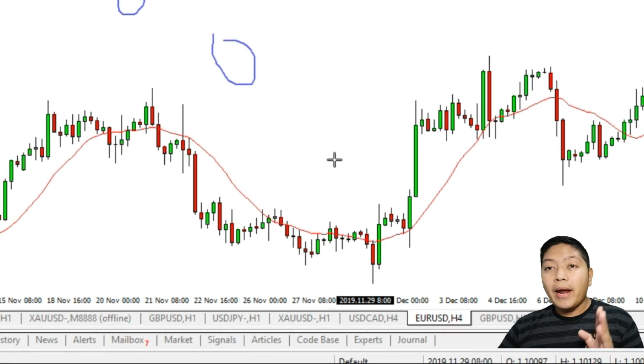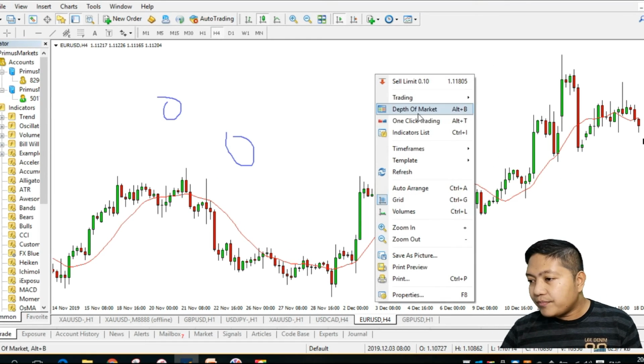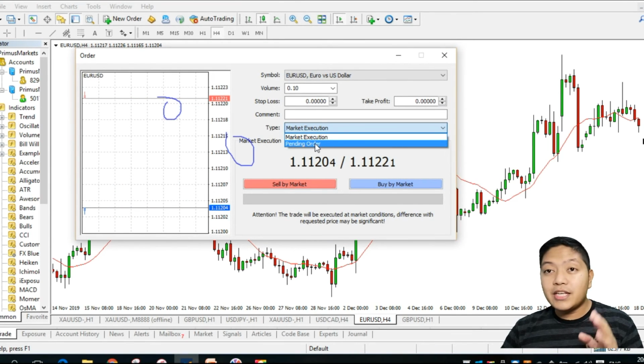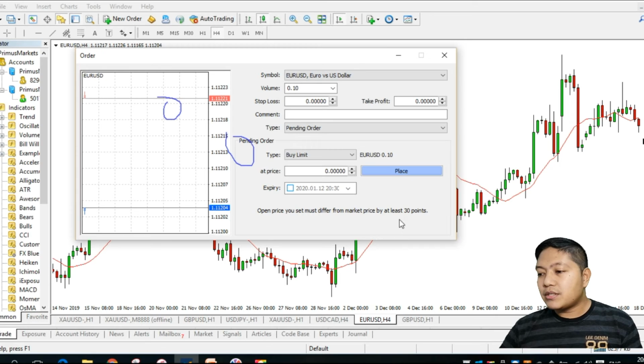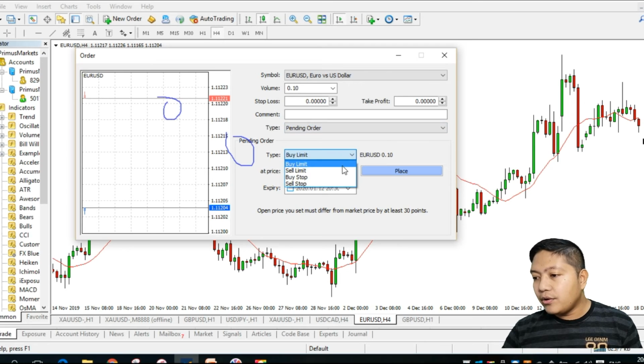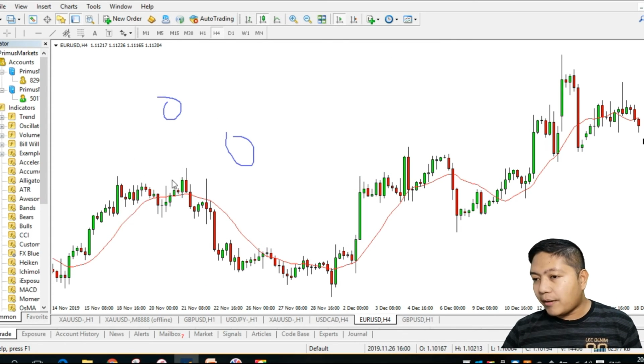Okay, so where is your order? Now I'm going to show you here. For the order execution, don't execute at market directly, because there's a possibility that the market will go back lower. So use a pending order, and you use a buy stop. Just now it was a sell stop on the bearish market, we were using sell stop.